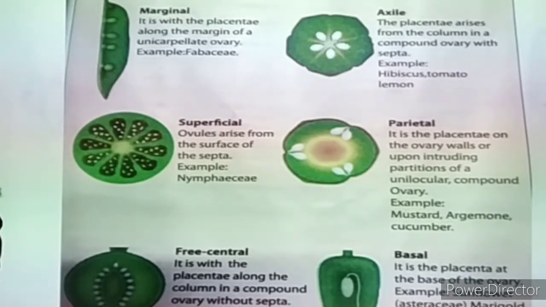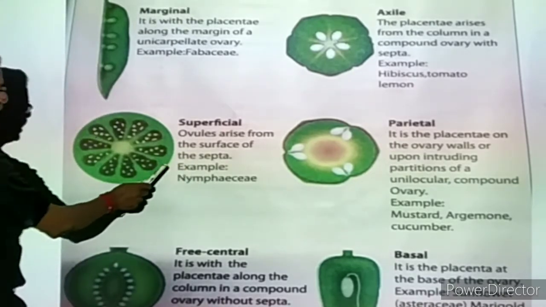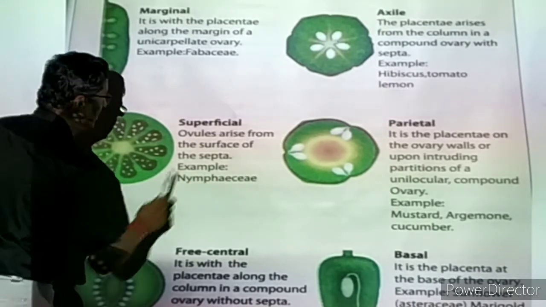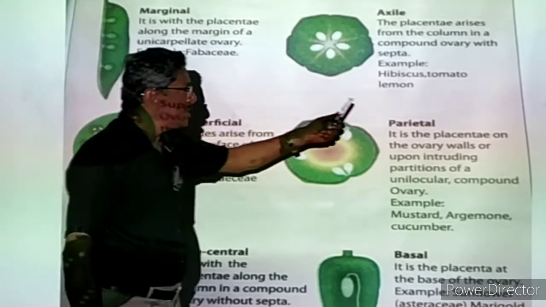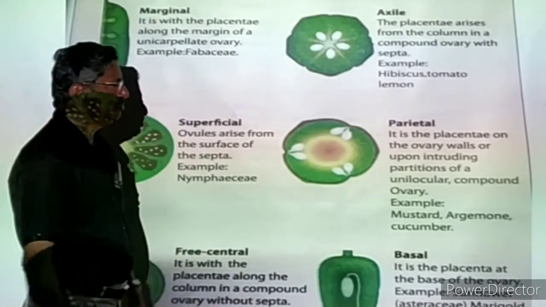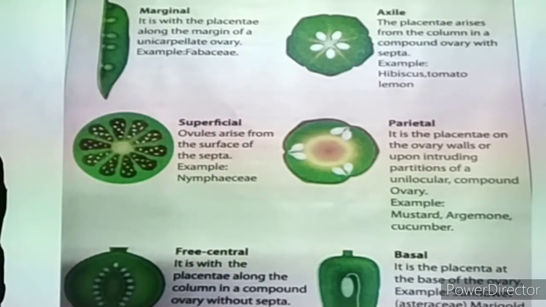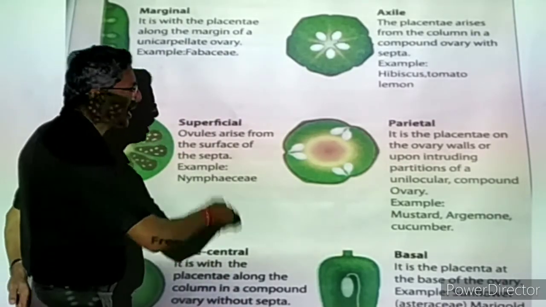Okay, the wall of the carpel, the surface. Example, Nymphaeaceae, which I already told you. What is that? Lotus. In lotus and others, we can find this type of arrangement. Then the next one is parietal placentation. What is actually parietal placentation?